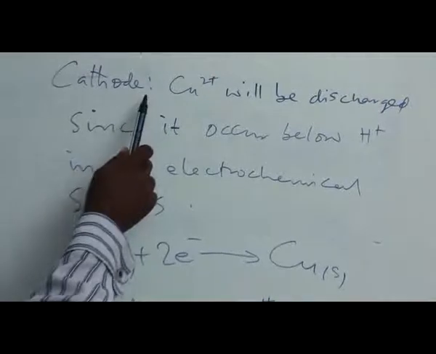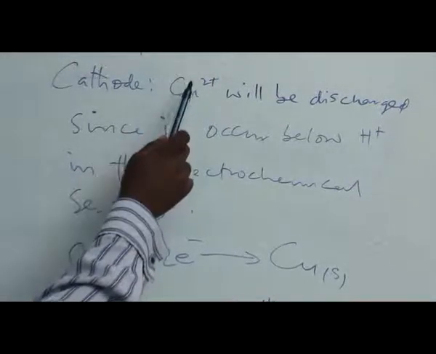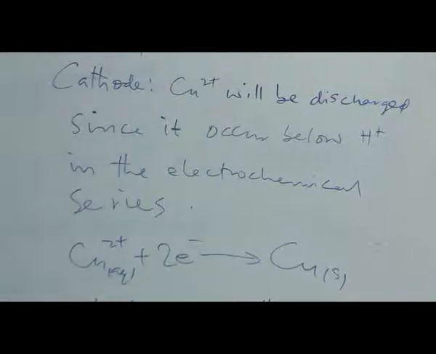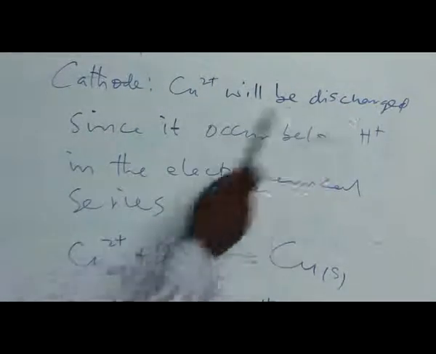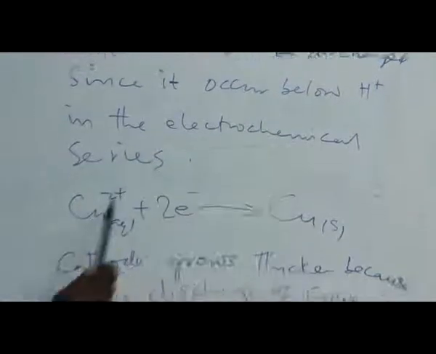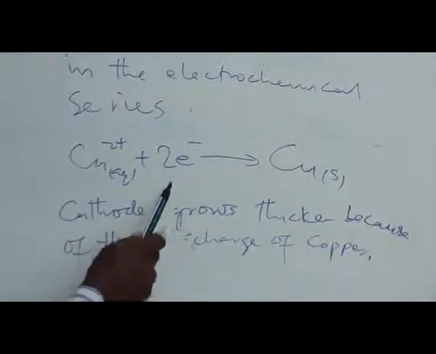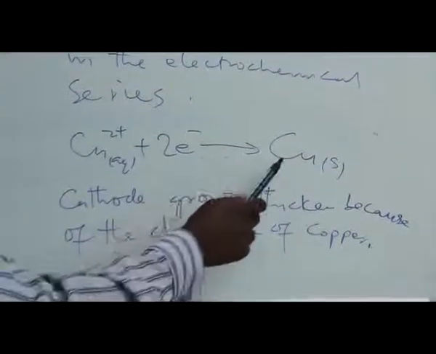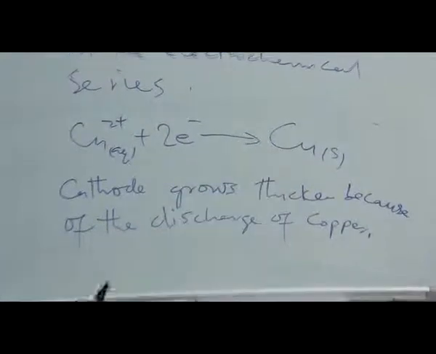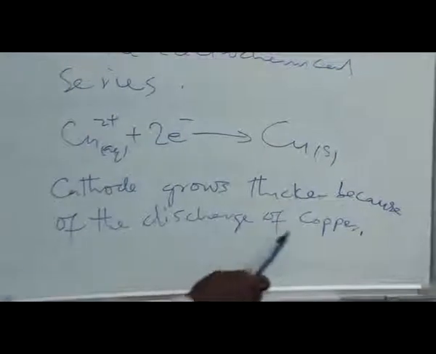At the cathode, which is made of copper or carbon or platinum rod, copper(II) ion will be discharged since it occurs below hydrogen in the electrochemical series. Copper(II) ion will acquire 2 electrons and be deposited as neutral copper. The cathode grows thicker because of the discharge of copper.